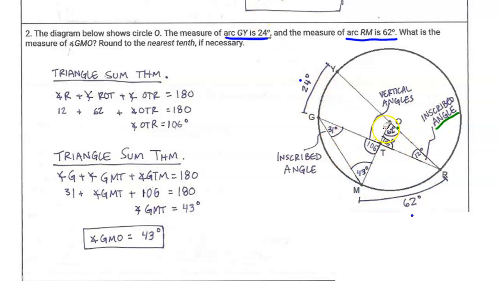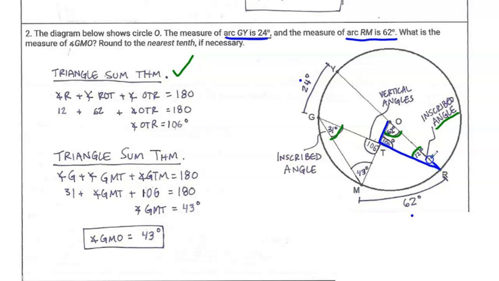So hopefully you were able to identify how to figure out 31 degrees here, how to figure out 62 degrees here, and how to figure out 12 degrees here. From that, we can just use our old friend Triangle Sum Theorem. I know that this is a triangle. I'm going to outline it in blue here. This triangle from T to O to R is a triangle.